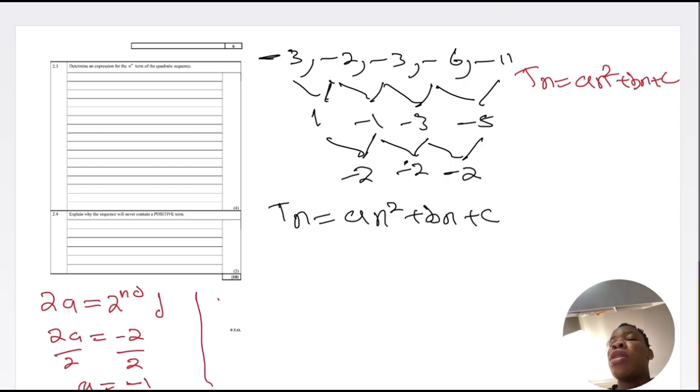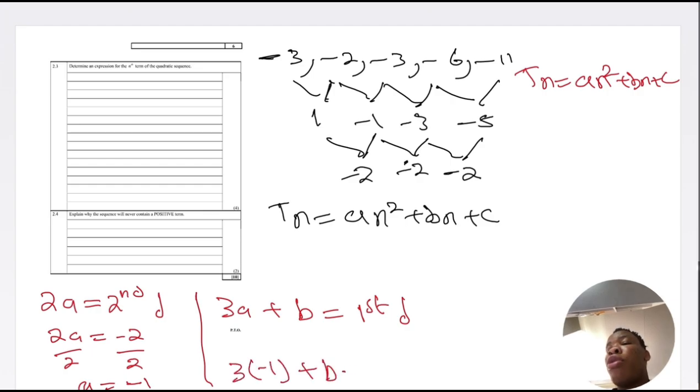Then the formula for finding B says 3A plus B equals the first difference. So 3 times negative 1 plus B equals 1. Therefore B is equal to 3 times negative 1, which is negative 3, plus 1, which is 4.